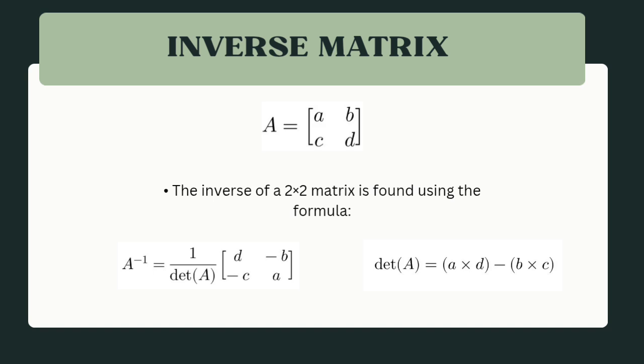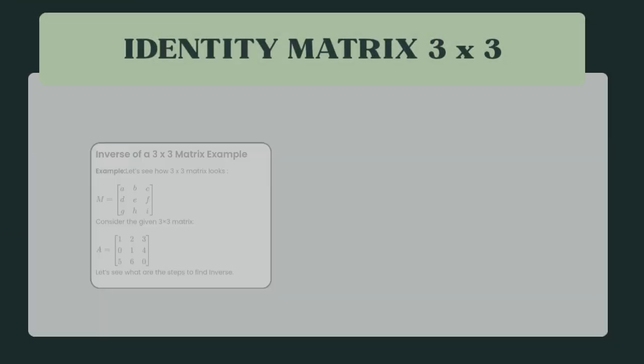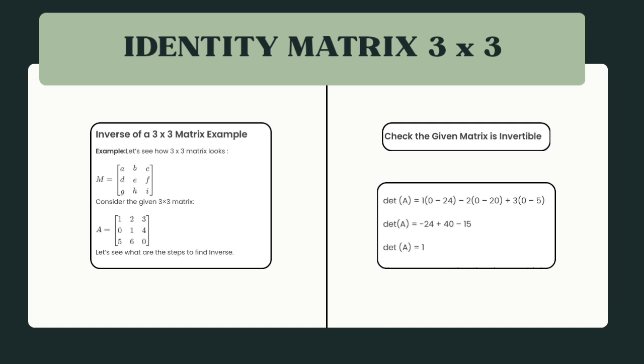The inverse of a 2 times 2 matrix is found using the formula: A inverse equals 1 divided by det A, multiplied by d, negative b, negative c, a. The det A equals a multiplied by d minus b multiplied by c. Identity matrix 3 by 3. Inverse of a 3 by 3 matrix. Example: let's see how a 3 by 3 matrix looks.